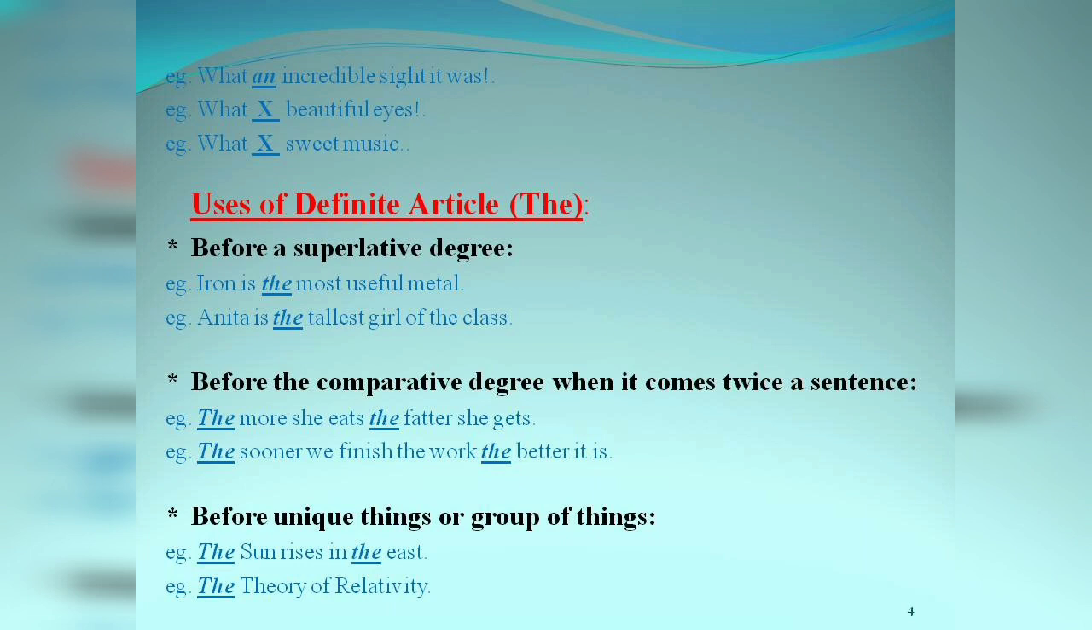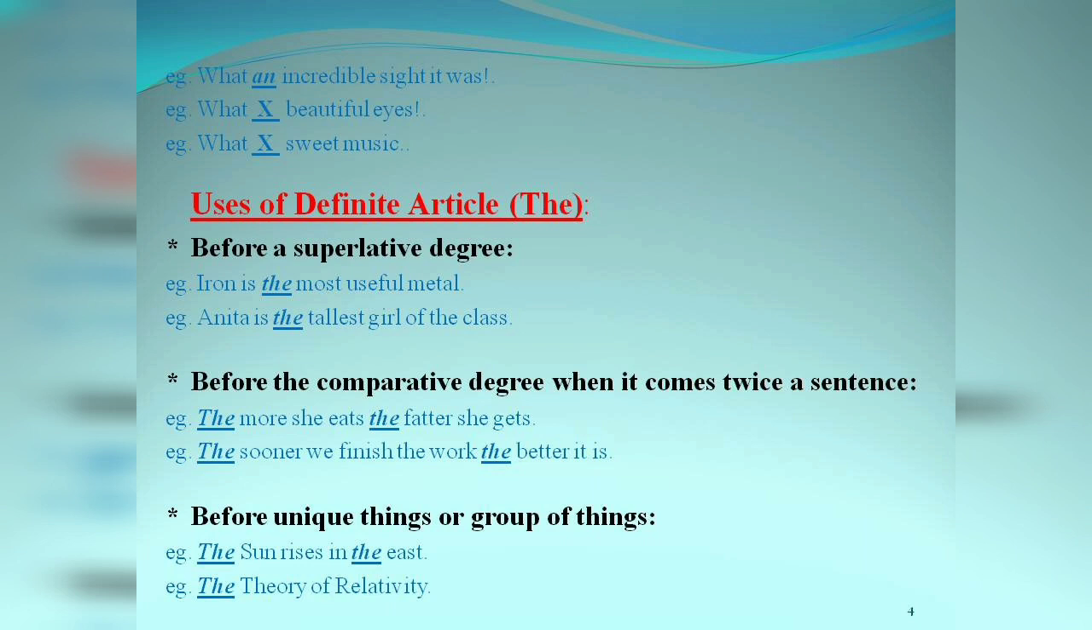Next, uses of definite article, that is the. First rule says: before a superlative degree. You already know that superlative degree is the highest form of an adjective. Either the adjective will end in st or est, or the word most will come before it, like tallest, longest, smallest, cheapest, or most expensive, most powerful, most interesting, most dominating, this way. So before a superlative degree, we use the necessarily.